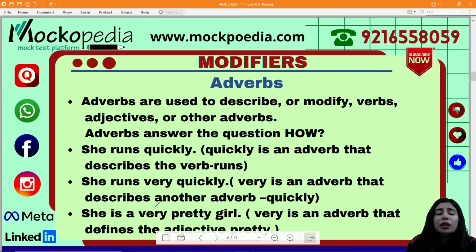Now, if you're clear with the concept of adjectives, let's try and learn what adverbs are. So when we talk about adverbs, adverbs are the words that are used to describe a verb or an adverb or an adjective.